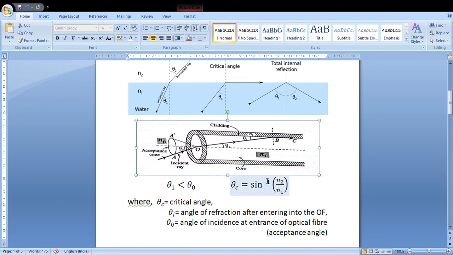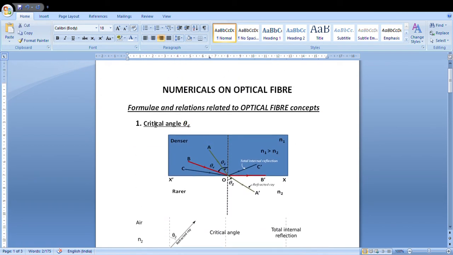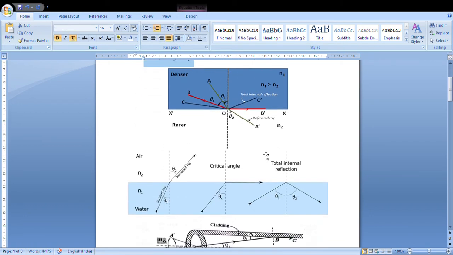Now through this we have the formula theta c is equal to sine inverse of n2 by n1. This is by Snell's law. You have already seen how to derive this, and we arrive at this point where theta c is equal to sine inverse of n2 by n1, where theta c is the critical angle, theta 1 is the angle of refraction after entering into the optical fiber, that is this over here, and theta naught is the angle of incidence at the entrance of the optical fiber, otherwise known as the acceptance angle. Now this forms the base for your discussion on critical angle, and hence problems calculating critical angle for any optical fiber phenomena.